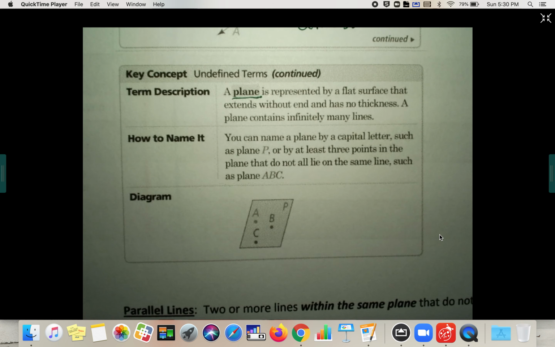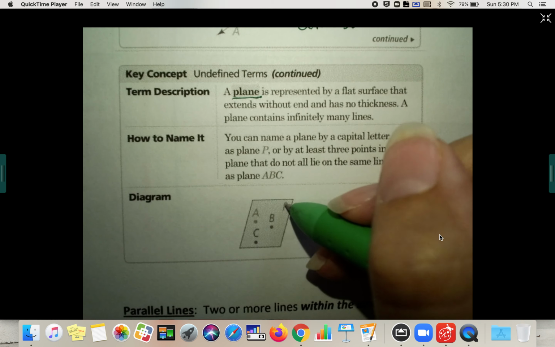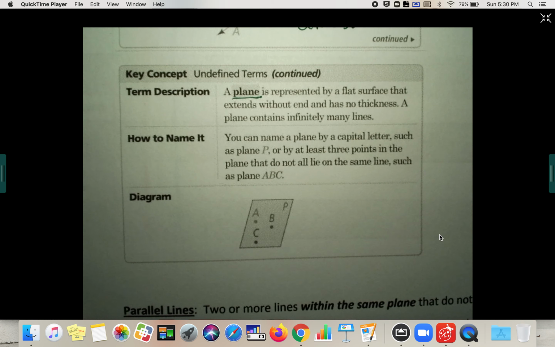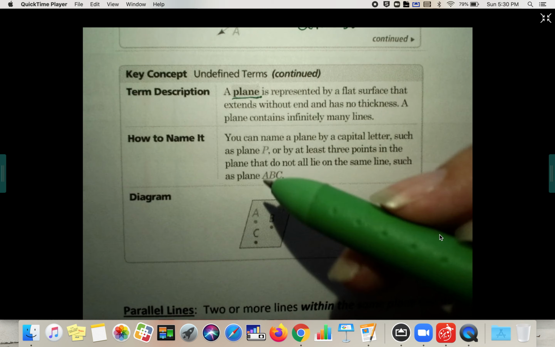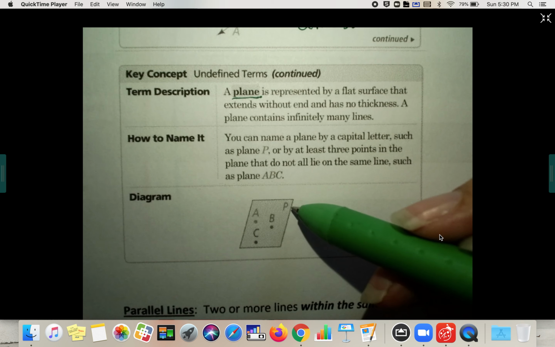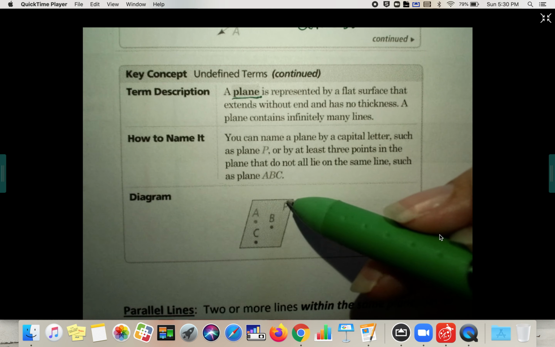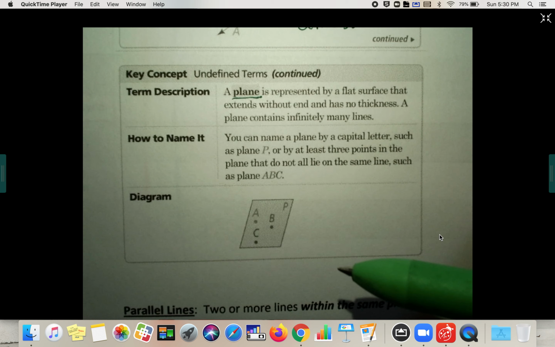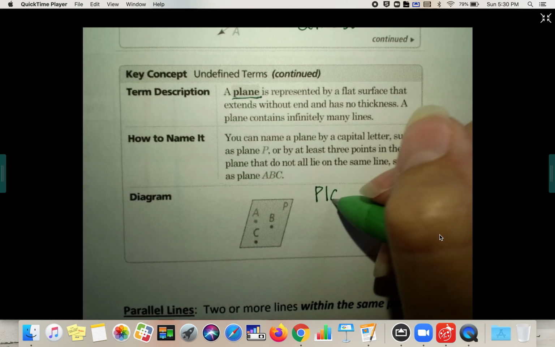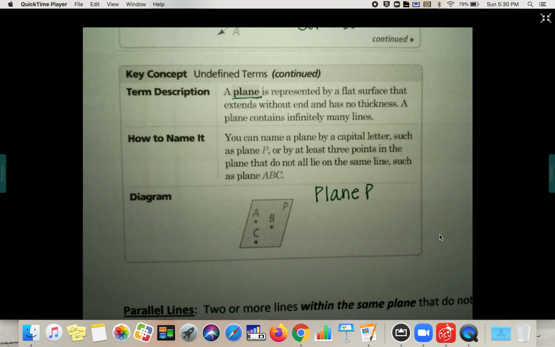The way you name a plane is by a capital letter that's usually up in one corner. So right now I see a P with no dot next to it, and that's because it's not point A, point B, point C. Those are points. This one's not a point. It's just a letter up there in the corner of the rhombus. So that means they're labeling it as plane P, and you can call it plane P.